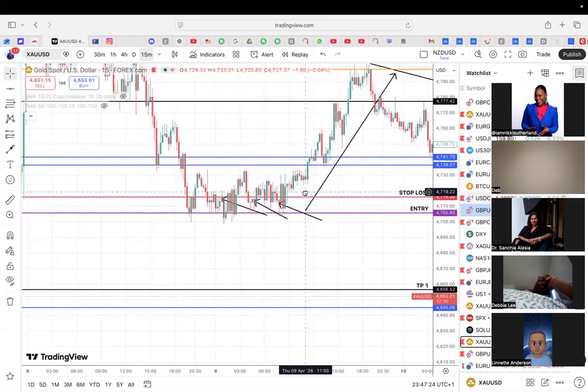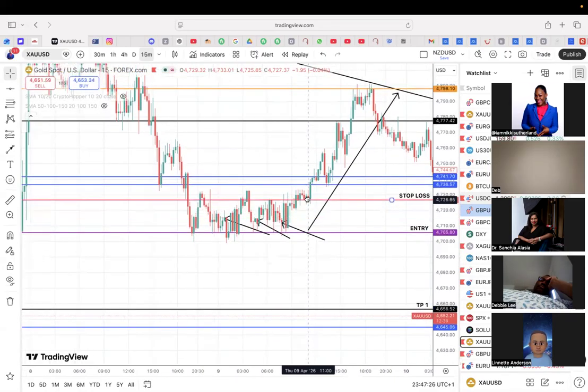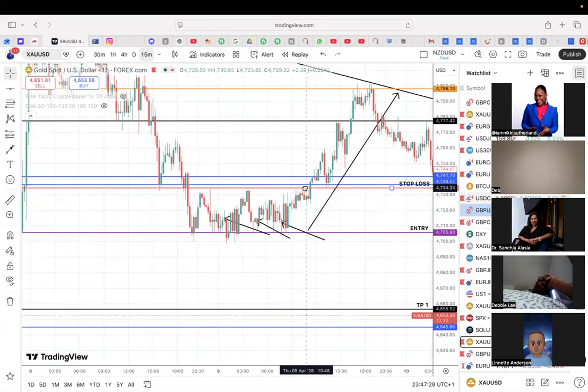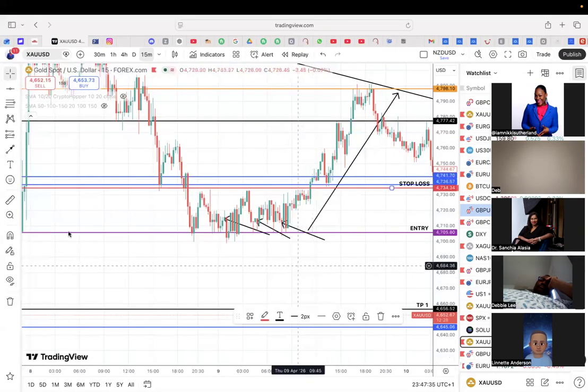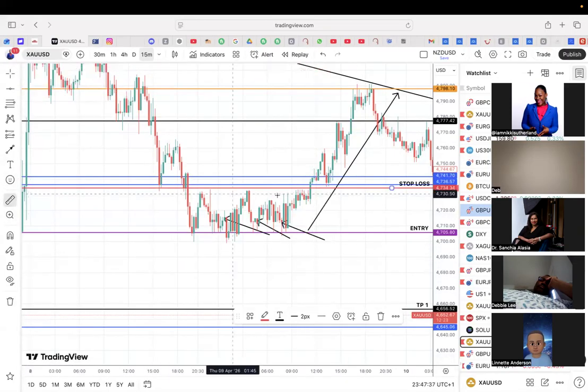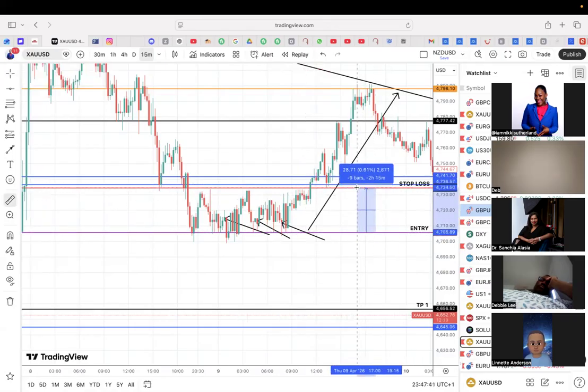If I moved it slightly, and I have seen some people do this, move it slightly above the noise, which is up here, this is now 4734. So this is like a 300 pip stop loss. For me, that is too big. And now you're still risking 28 to make 49.